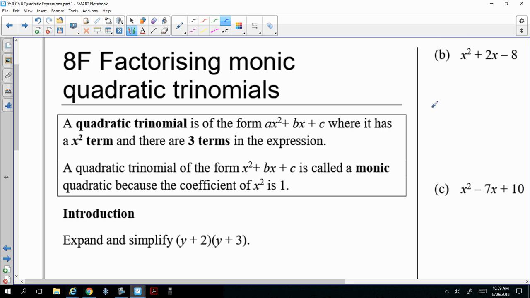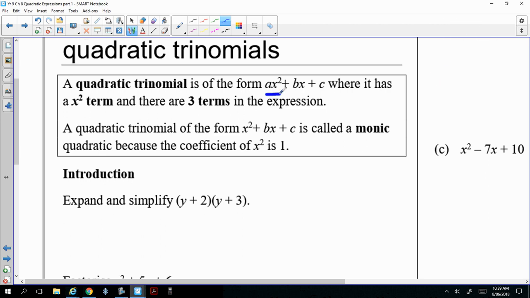All right, quadratic trinomial. Trinomial means 3 terms. A quadratic trinomial, a quadratic means it must have an x squared term. That's what quadratic trinomial means. So we're going to learn how to factorize this expression.